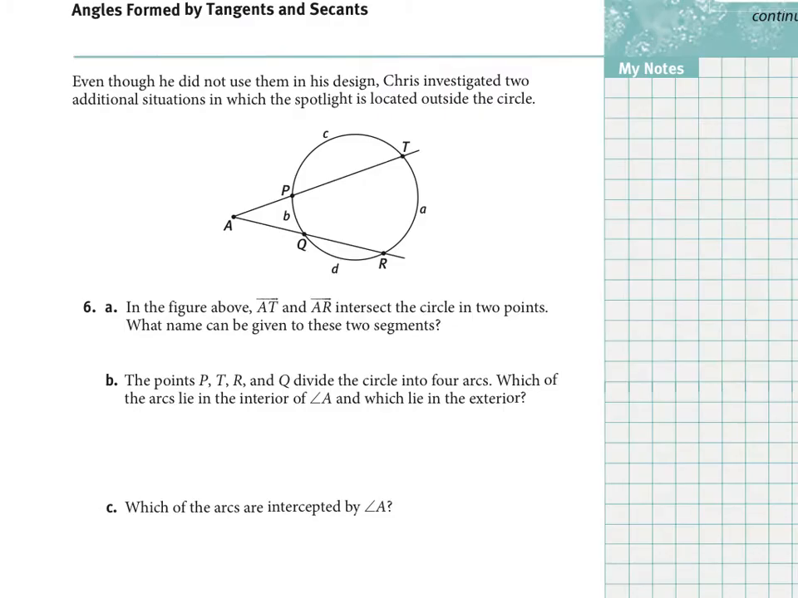Even though he did not use them in his design, Chris investigated 2 additional situations in which the spotlight is located outside of the circle. We can see that is shown in our figure below here. It says in the figure, AT, which is a ray, and AR, another ray, intersect the circle in 2 points. So what name can be given for these 2 segments? So go ahead and write down what you think that should be.